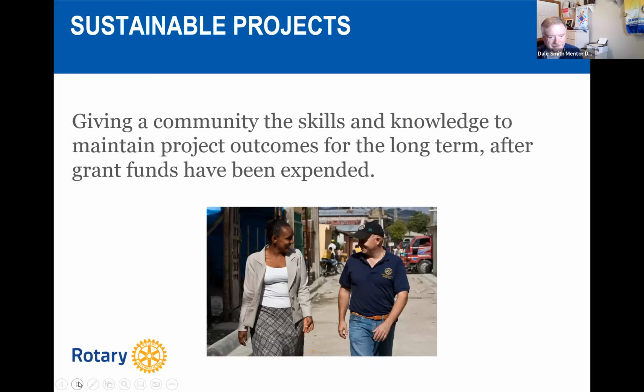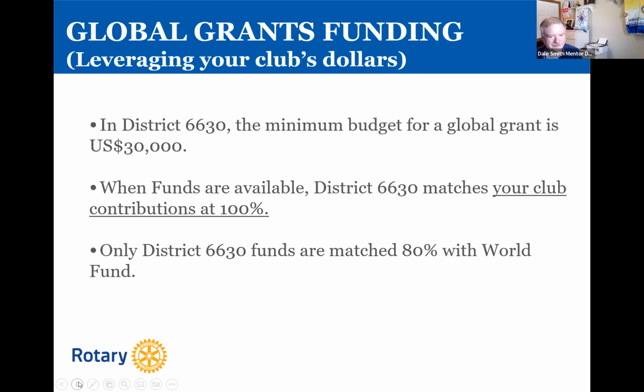Again, talking about sustainability, we want to give the community the skills and knowledge to maintain project outcomes for the long term, long after the grant funds have been expended. So again, in our district, the minimum budget for a global grant is $30,000. When the funds are available, our district matches your club contributions at 100%, and only District 6630 funds are matched 80% from the World Fund.